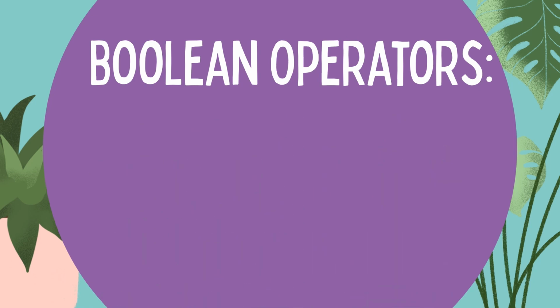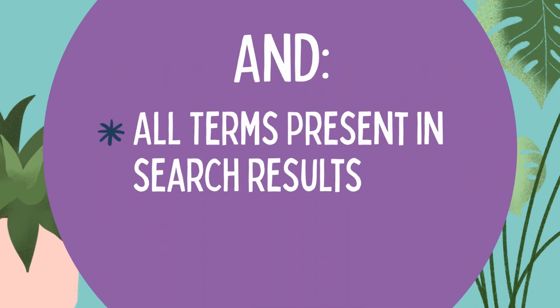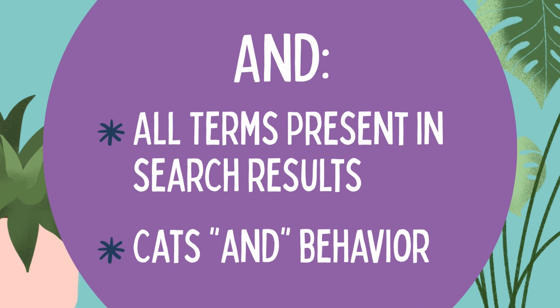The most common operators you'll see are AND, OR, and NOT. AND tells EBSCO to include all the search terms from your search bar. For example, if you're researching why cats headbutt their owners, you could put cats in your first search bar, then select AND, then list behavior in your second line.